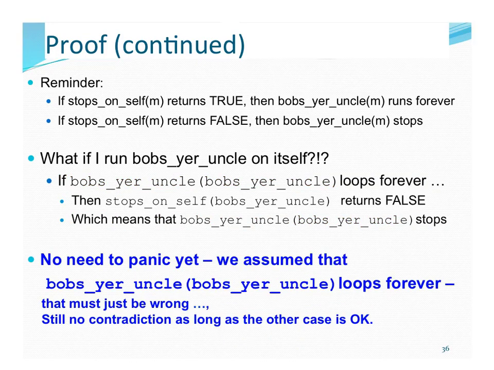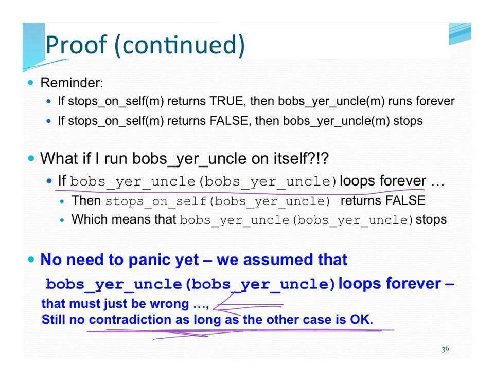But you don't have to panic yet, so this is the good news. We assumed that Bob's your uncle running on Bob's your uncle loops forever. That's what we said. We said, what if Bob's your uncle on Bob's your uncle loops forever? But we didn't say for sure it does. So right now we can still go along happy-go-lucky and say that must just be wrong. We don't have a contradiction yet as long as the other case is okay. We said, what if it loops forever? Well, what if it doesn't?